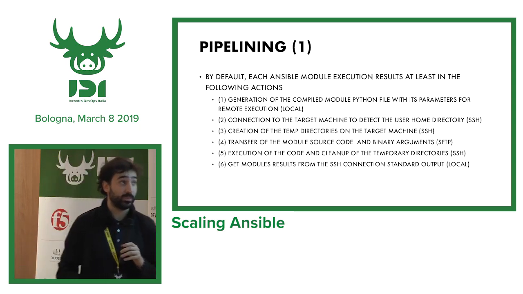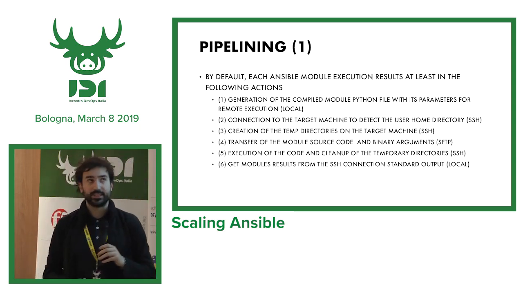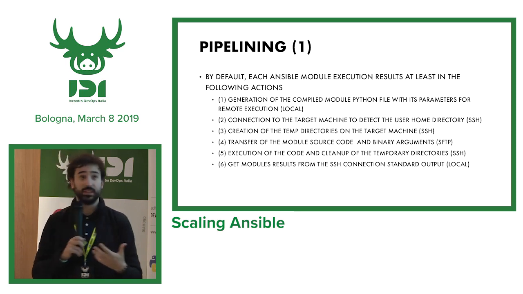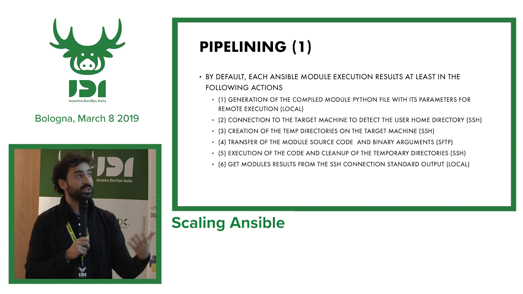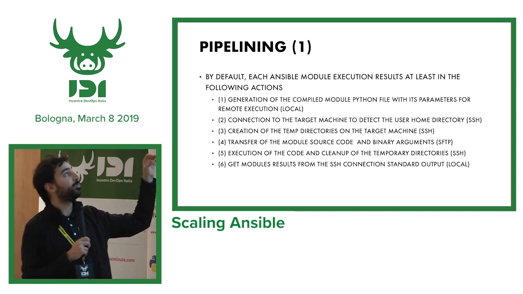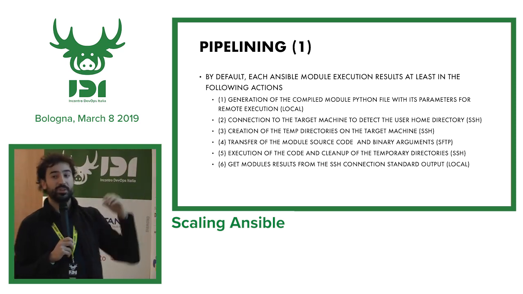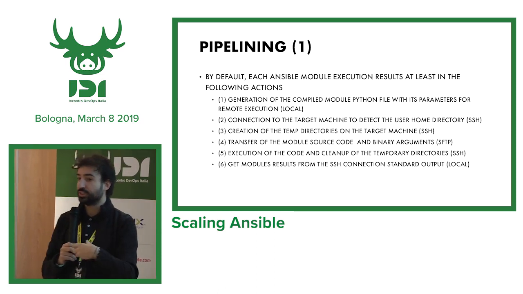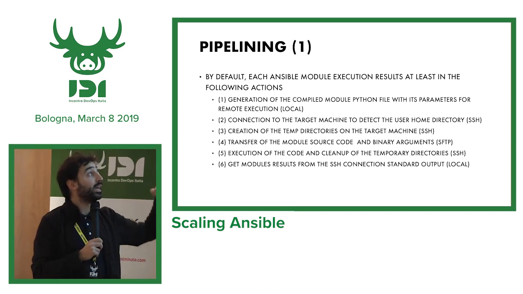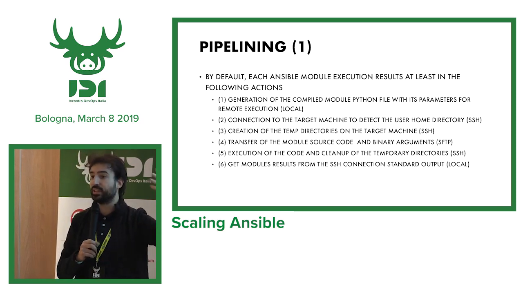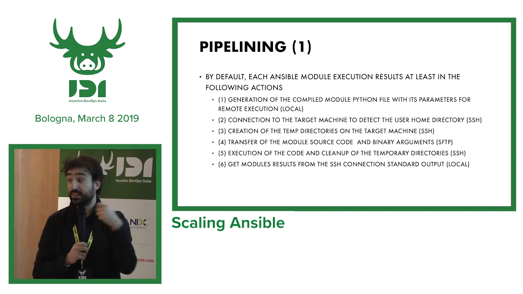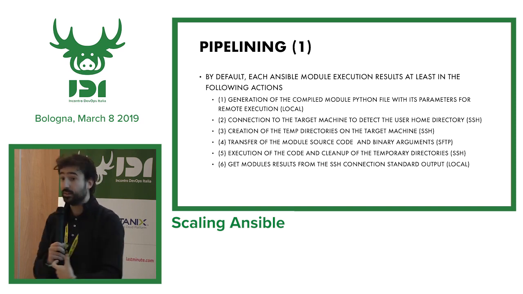The other thing is pipelining. Ansible is pretty naive in the way it executes its modules against the infrastructure, because essentially there are six steps. The first is the generation of this Python blob, which is essentially the module plus the arguments. This is local. Then there are some checks on the remote host, on directories, user, home, and this kind of stuff. And these are all SSH round trips.